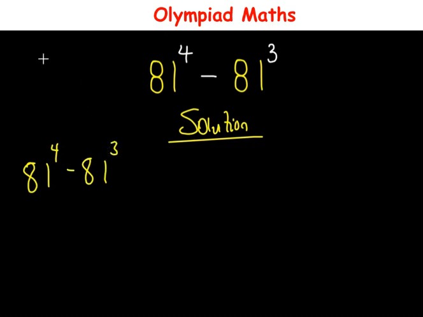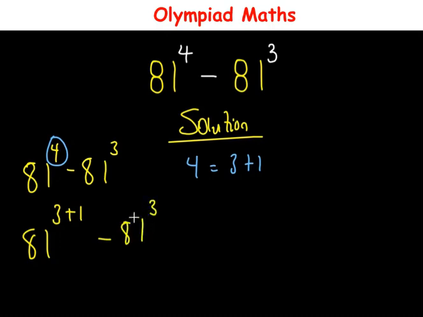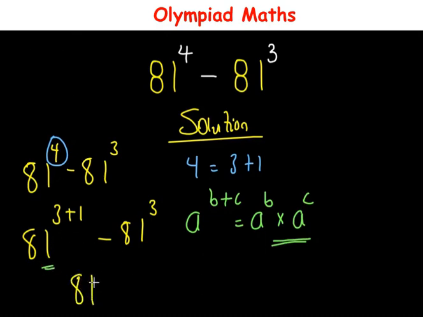First, we can express power 4. 4 can be written as 3 plus 1, such that this becomes 81 raised to power 3 plus 1, then minus 81 raised to power 3. Applying the rule that a raised to power b plus c equals a raised to power b times a raised to power c, this becomes 81 raised to power 3 times 81 raised to power 1, then minus 81 raised to power 3.